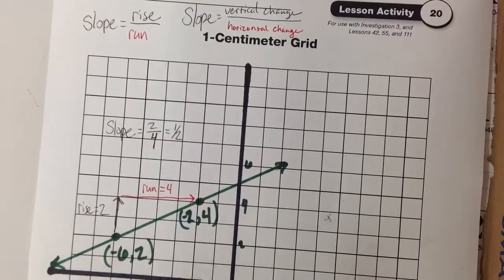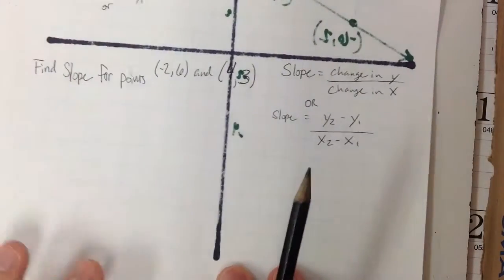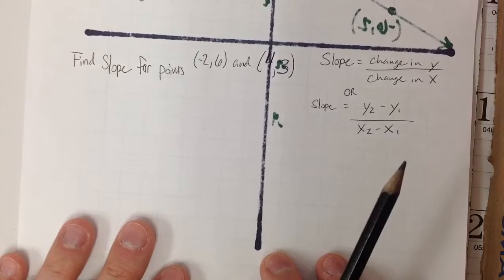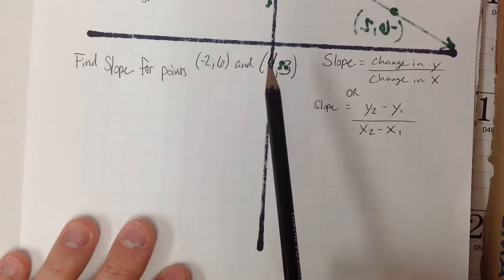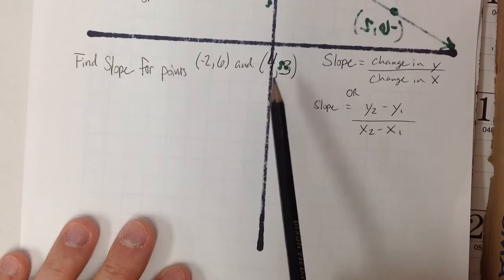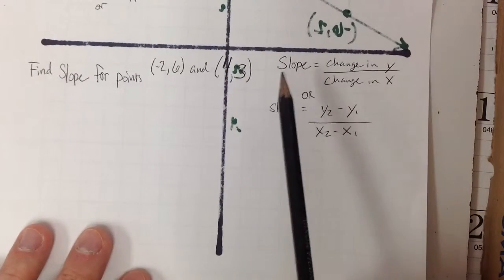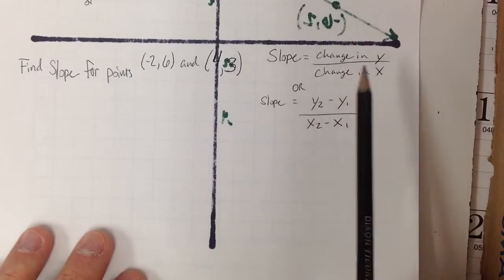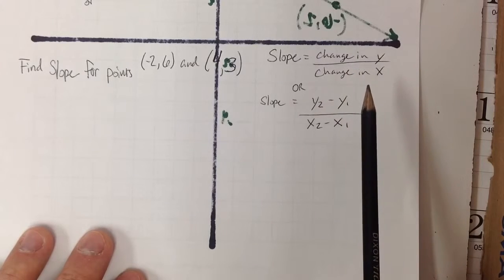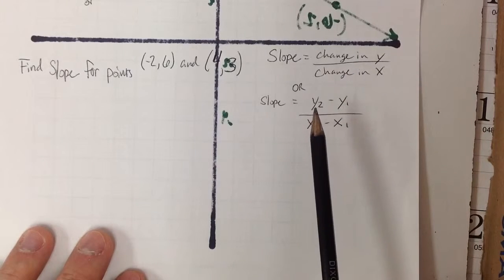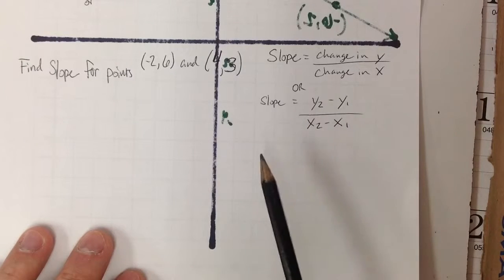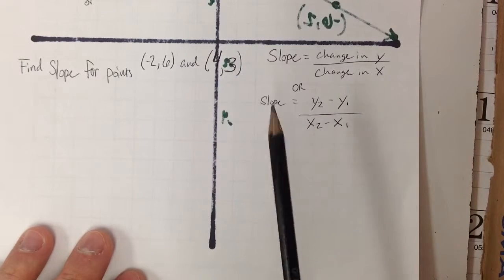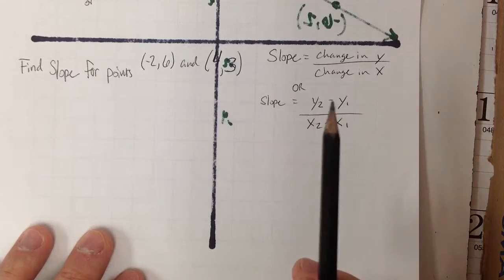The other way, let's say that they don't give us a line, all they do is give us 2 coordinate points. So it says, find the slope for points -2, 6, and I know it's hard to see, but that's 4, 3. So my slope, another way to say it is the change in y over the change in x. Or subtract your y points and place that over the subtraction of your x points. So what I'm going to do is, it says change in y over the change in x.